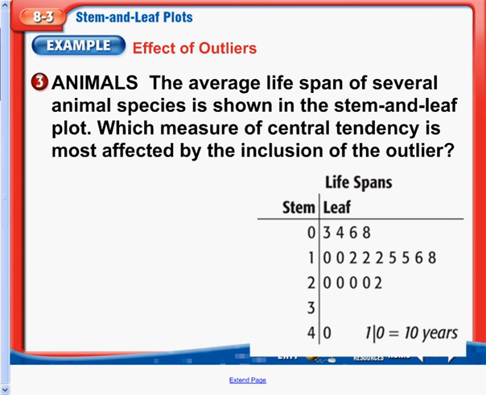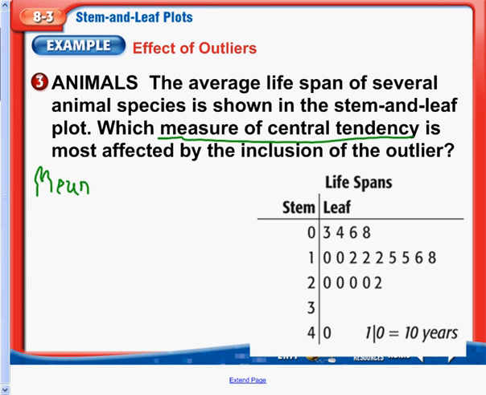Now we have animals. The average lifespan of several animal species is shown in the stem and leaf plot. Which measure of central tendency is most affected by the inclusion of the outlier? Again, this is a lot of vocabulary that we have to know there. By measure of central tendency, they're talking about our 3 M's, right?